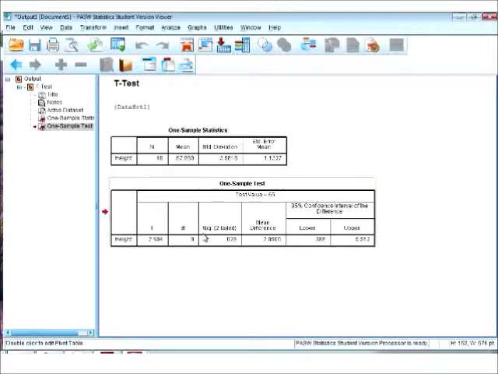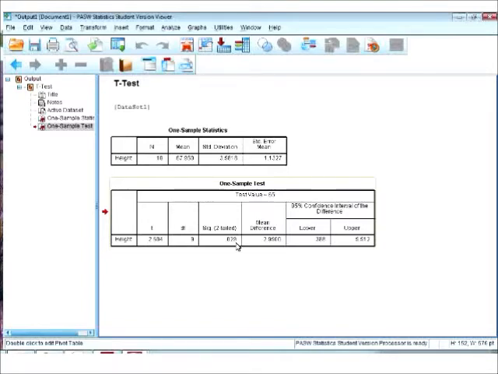Based on what we compare, the significance two-tailed value, which is also called the p-value. Now you see here this p-value is 0.029. This 0.029 is less than 0.05, which is our significance level. So we reject the null hypothesis.